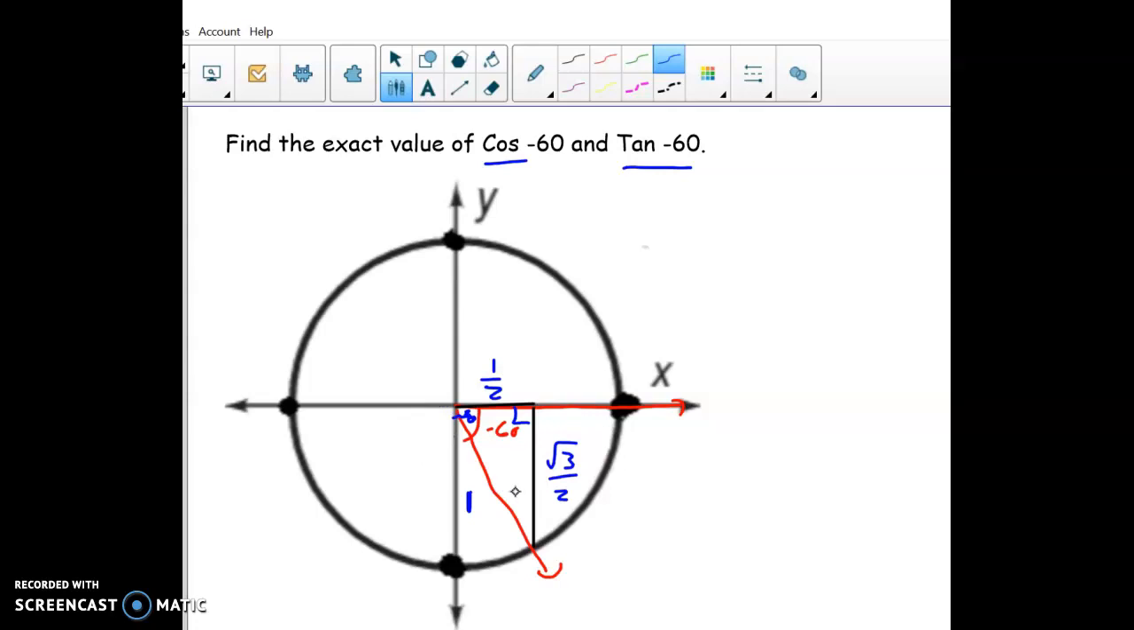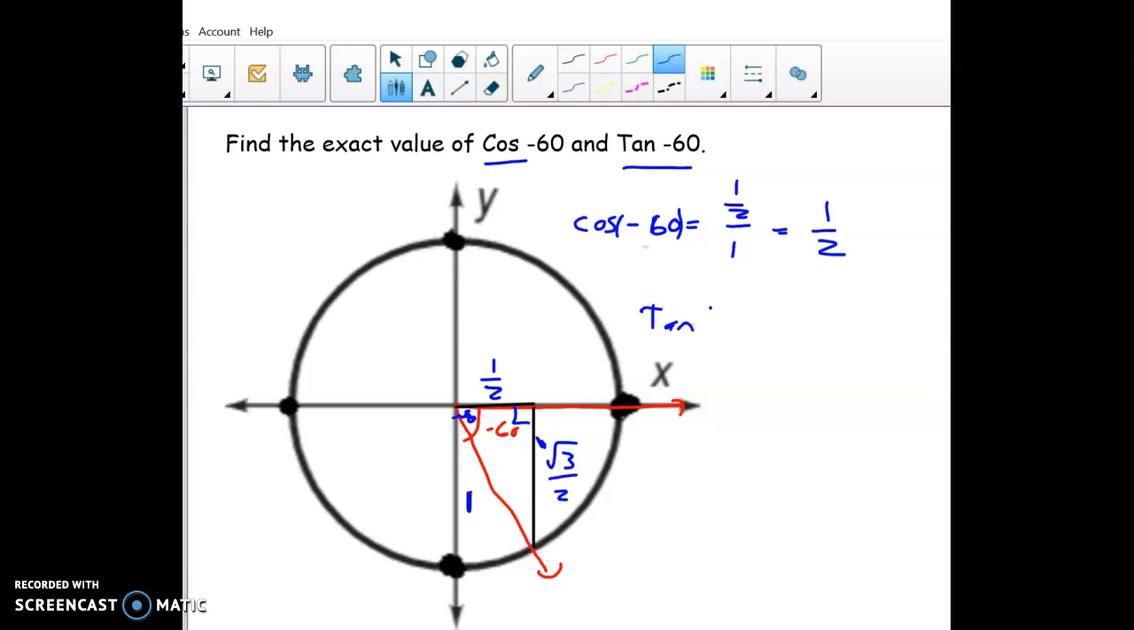Okay, so cos for negative 60 at this point would be adjacent 1/2 over hypotenuse 1, and that just comes out to be 1/2. I probably should have specified that this one's going to be negative because I went down. Over here I went right, so this is positive, but that should actually be negative square root 3 over 2. I think that'll matter when I do tan.